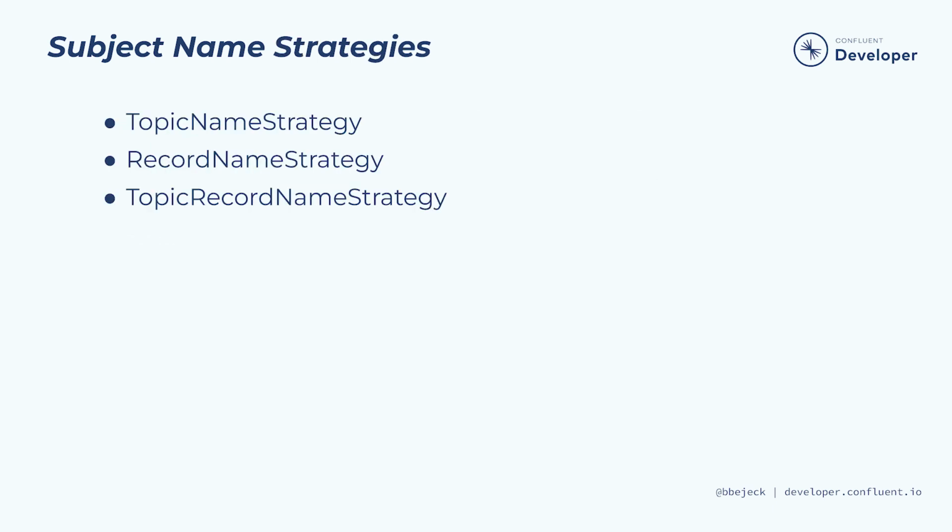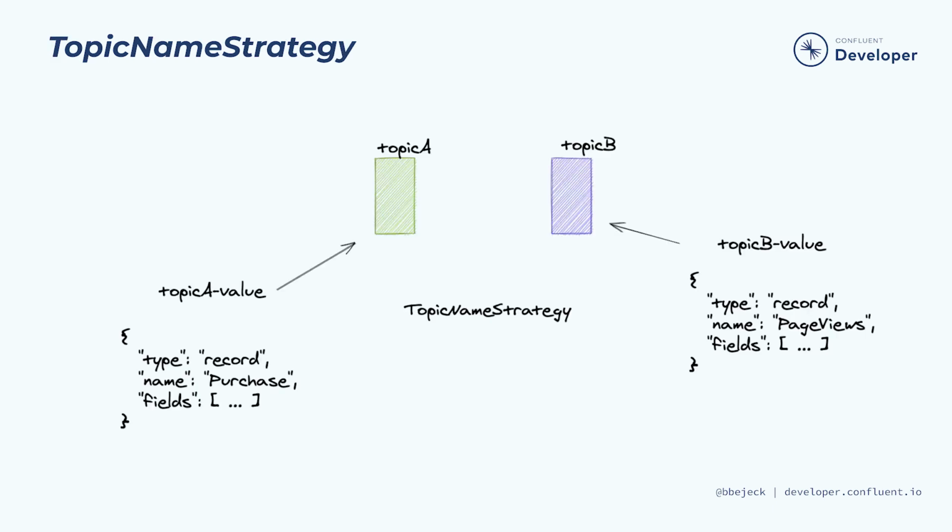But how do we decide how to provide a subject name? Well, there are three main strategies: TopicNameStrategy, RecordNameStrategy, and TopicRecordNameStrategy. Let's take a minute to review each one. First up is the TopicNameStrategy. This is the default setting.